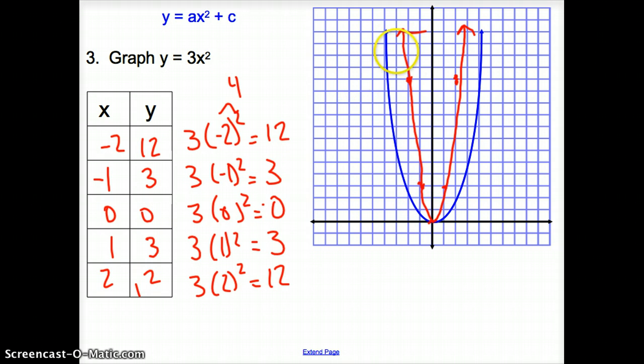Notice what our 3 did to the graph. All right, the blue line is the parent function, and our red line is that graph. Notice what the 3 did to our graph. It made it a little bit skinnier.